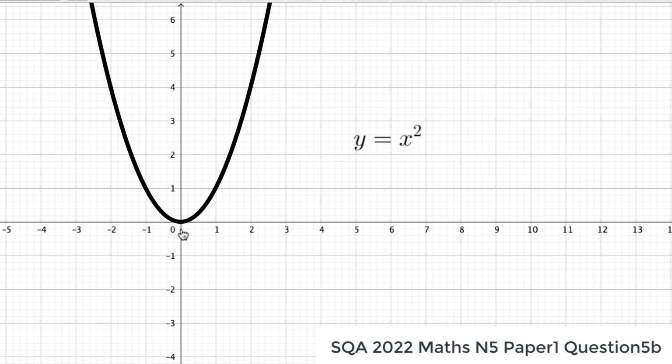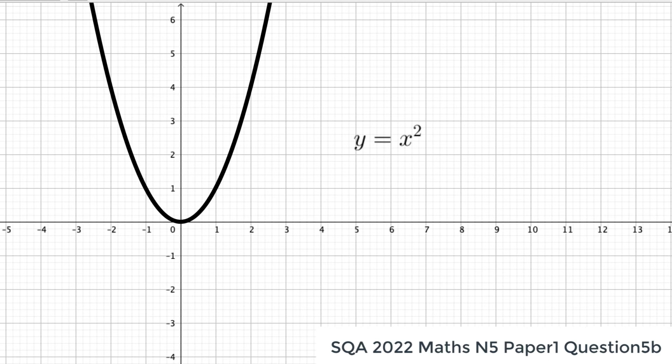So the minimum turning point is down here. So the turning point occurs in this graph where the value of x squared is at a minimum, and the smallest value that something squared can take is 0.